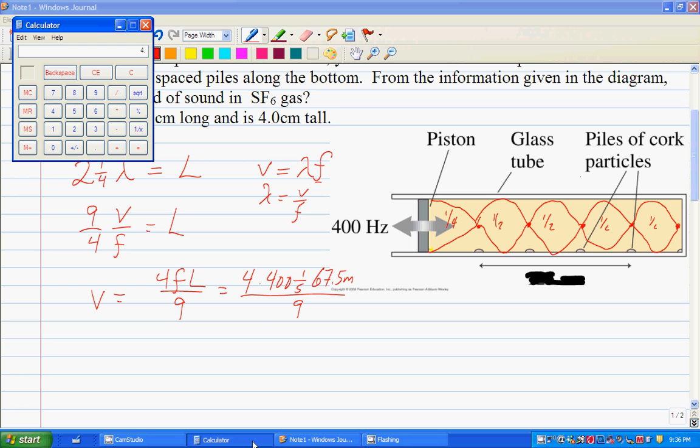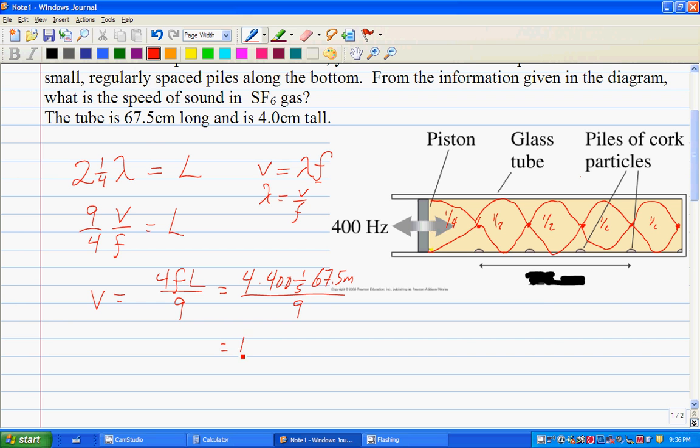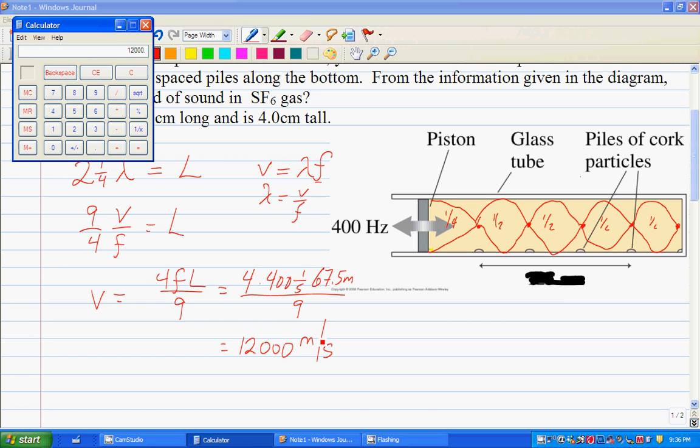So we have 4 times 400 times 67.5 divided by 9. And I end up getting 12,000, let me think about that for a second, that might be kind of fast, meters per second. If you don't mind, oh sorry, I'm going to just try typing that in again real quick.